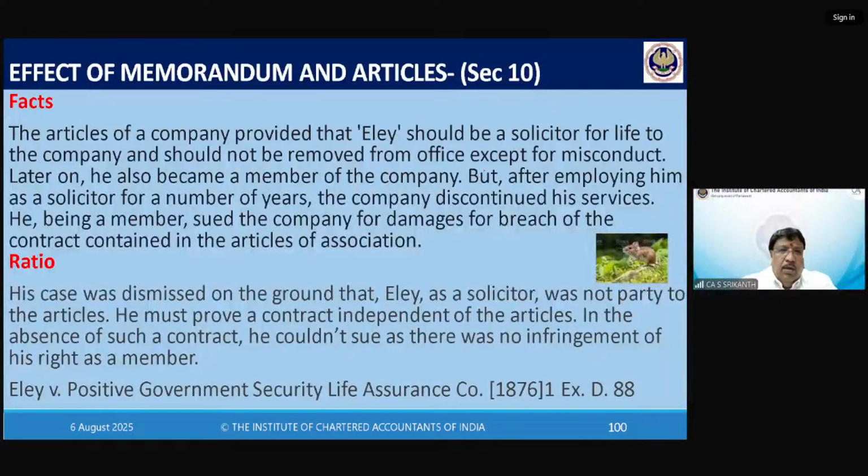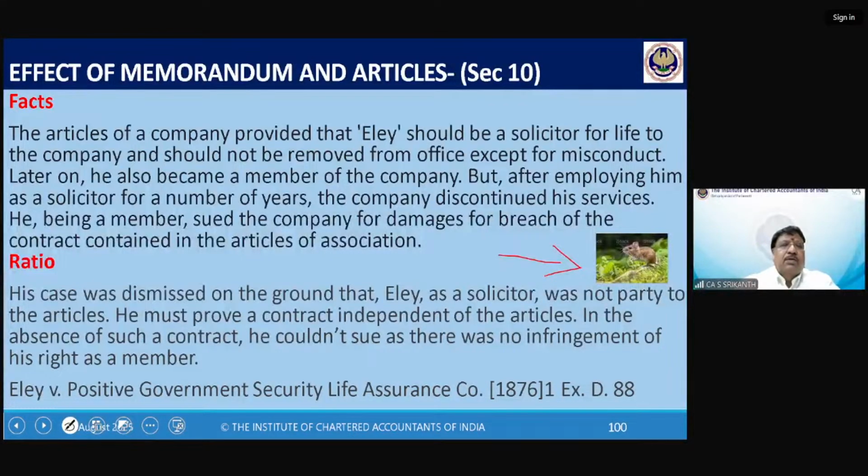Now, this is a nice case. Eli case. The articles of a company provided that Eli should be a solicitor for life to the company. Eli is the name of a person, not this. I don't know, in some parts of India, the mouse is called Eli. I think even in Kerala it's called Eli. Of course, in Tamil Nadu it's called Eli. I don't know about the Andhra accent. Some parts of this vast country, this small rodent is called Eli.